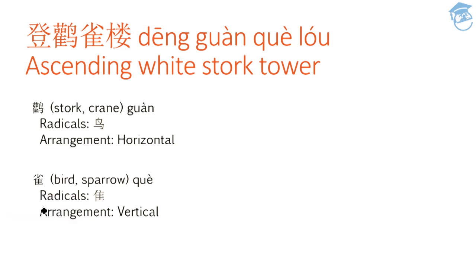The next word is Que. Que, in general, can mean bird, but in a more common sense, it is known as a sparrow. So if you want to say sparrow, you can say Ma Que. Ma is the same word as in Ma Fan. Ma Que. This is the pinyin Que, and the radical is this one, what's at the bottom there, so the arrangement is vertical. Let's look at how to write Que.